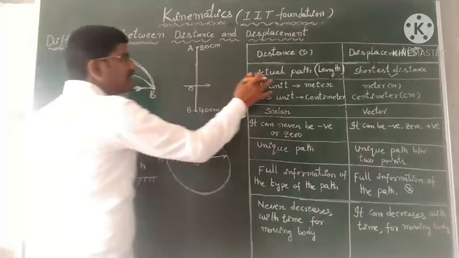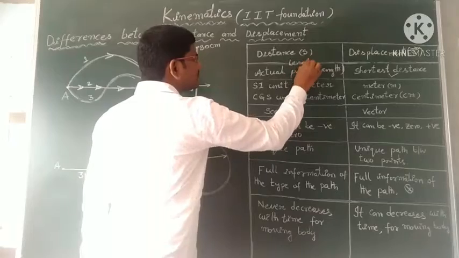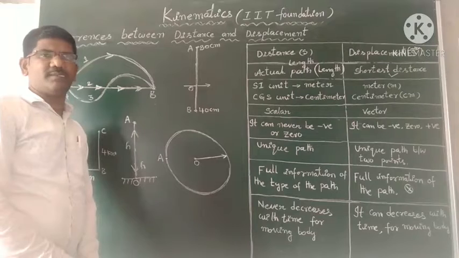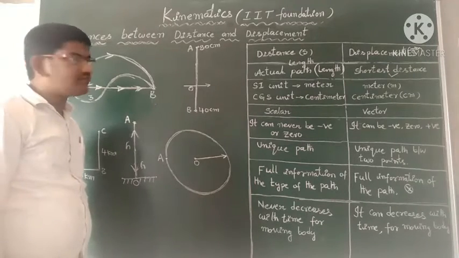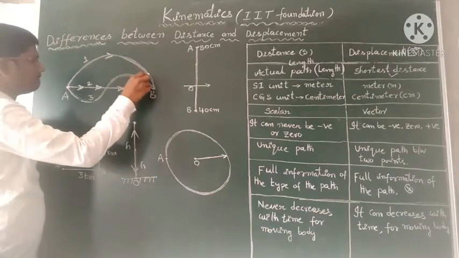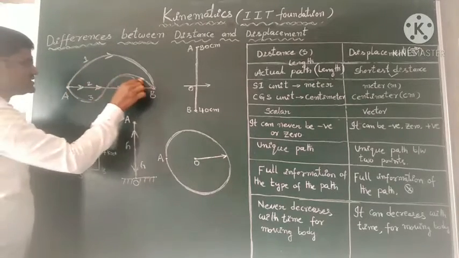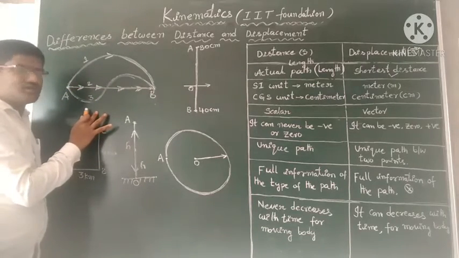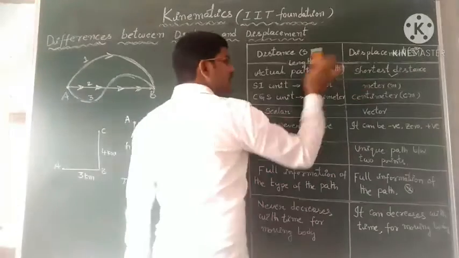The actual length of the path followed by the body is called distance. If this is the length I follow, then this is the distance I will get. And this is the distance I will get. This is also one of the distances. Out of all these distances, which one is the shortest? That is the displacement.